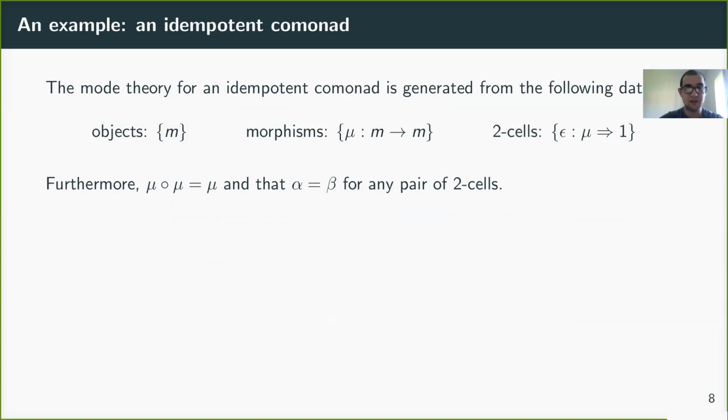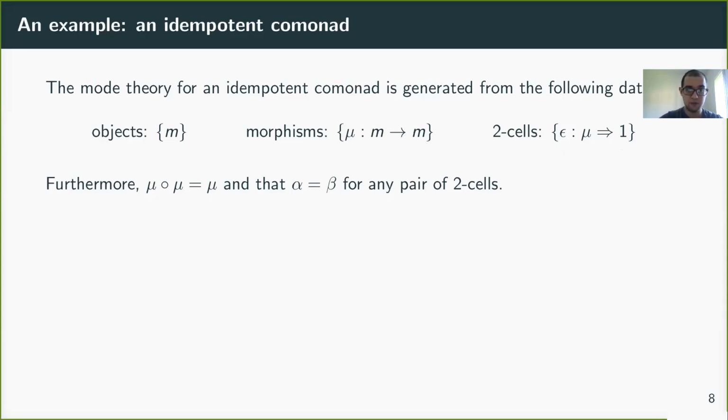So I think it's nice to see how this might work in practice. Let's look at a simple mode theory for a second. It'll be generated by the following data. We have one mode, M, and one generating modality, mu. That generating modality is going to have a copoint, so a way of extracting from mu to 1. And we'll further impose some equations here. We'll say that mu mu is always mu, and that any pair of 2-cells are equal.